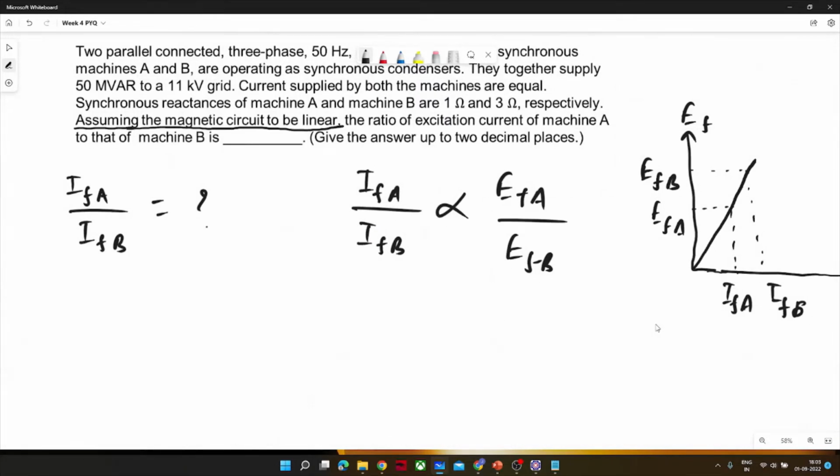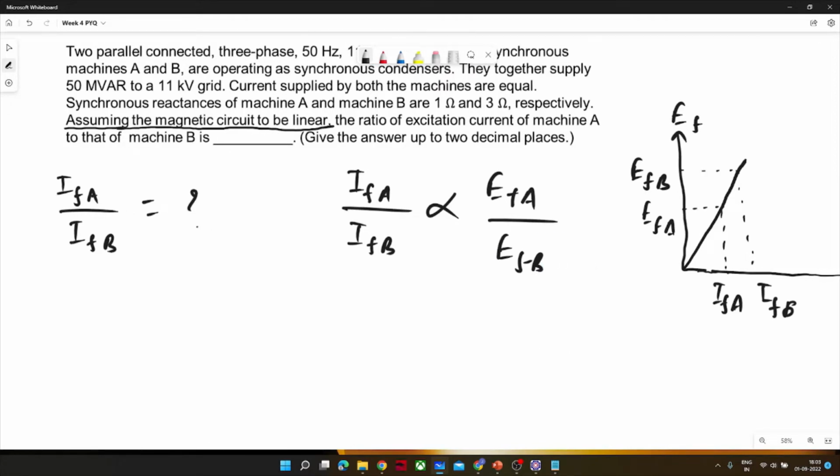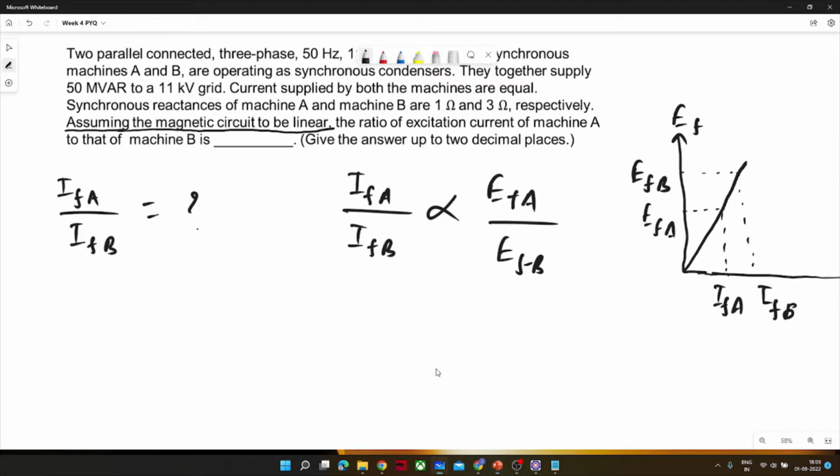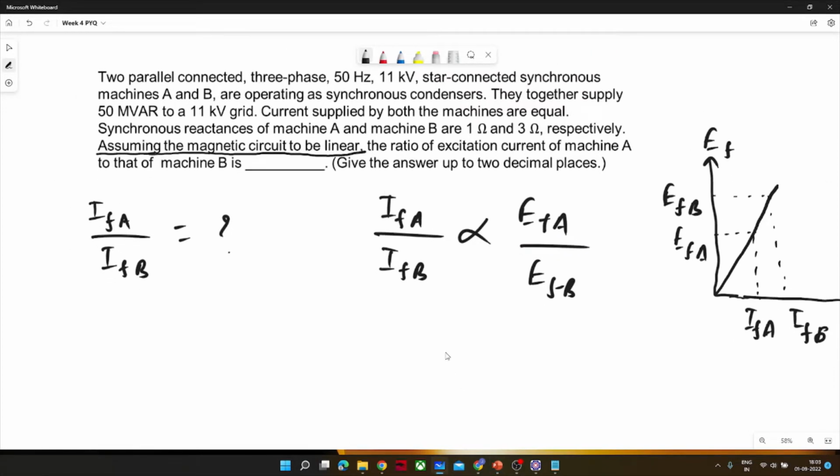Now, two machines are connected in parallel, and they are supplying 50 MVAR reactive power. No real power is supplied to the grid. So they are supplying 50 MVAR reactive power, which means both machines have to operate in the overexcited condition. And for overexcited operation it would not be some angle; it would be directly 90 degrees. The current would lag by 90 degrees.